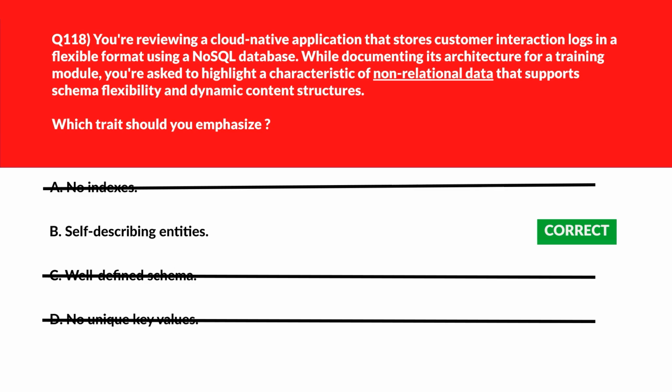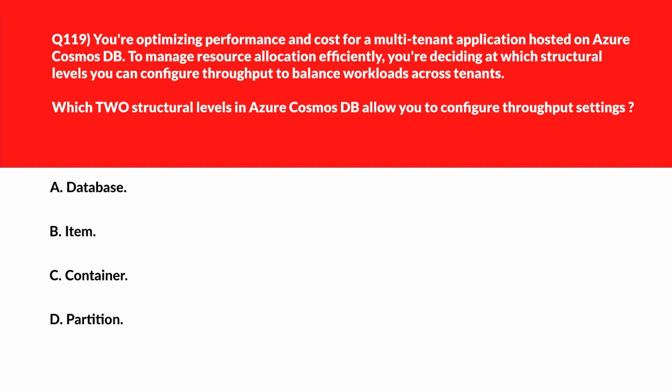We'll lock option B, self-describing entities, as the right answer. Alrighty, we have a multiple choice question. Option A says database. We can configure throughput at the database level to share RUs across multiple containers. Let's keep it. We'll move to B.